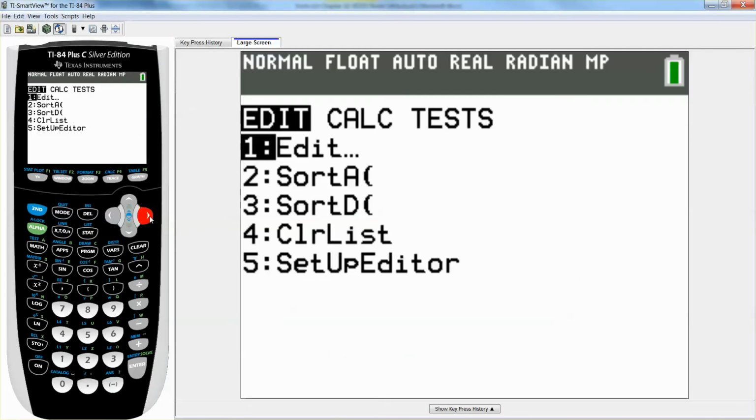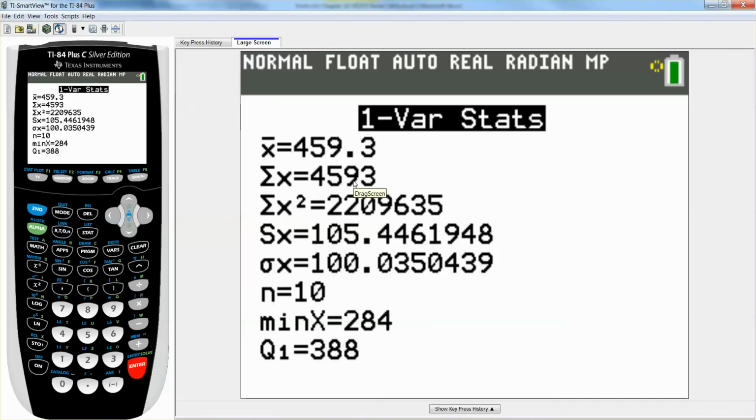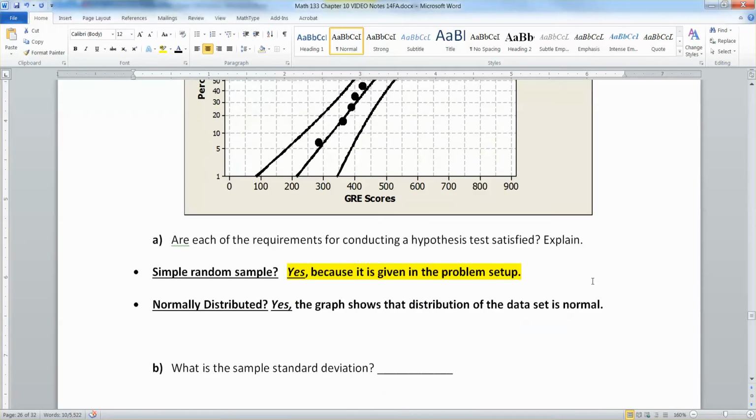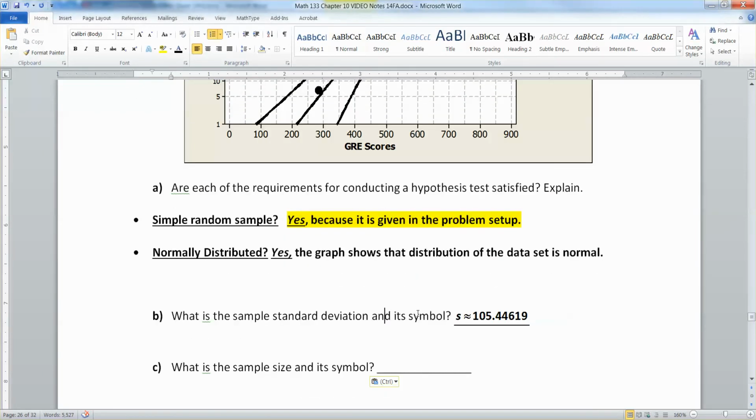Then I'm going to go to Stat, Calculate One Variable Statistics. L1 is fine. And then press Enter. And then you can see that the S is 105.44619. So I'm going to type that in down here. All right, just for our own benefit, we need to really know the symbol here. So I'm going to put that in there, that we have to know its symbol, which is S.